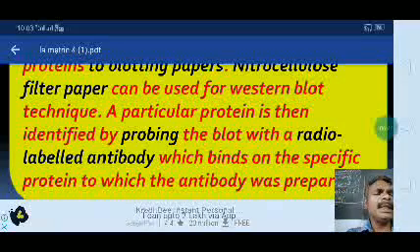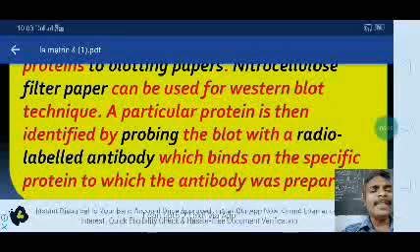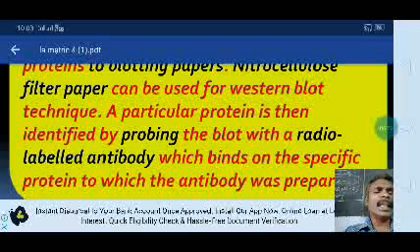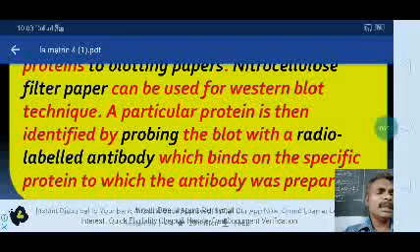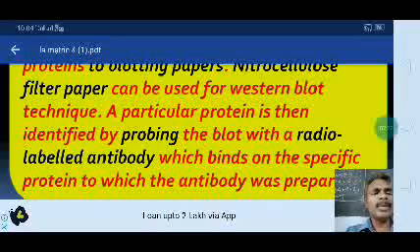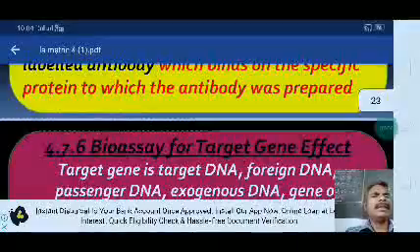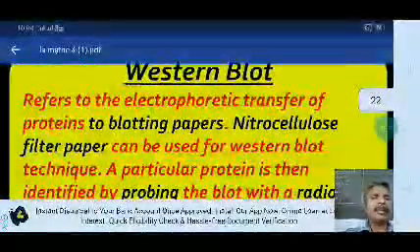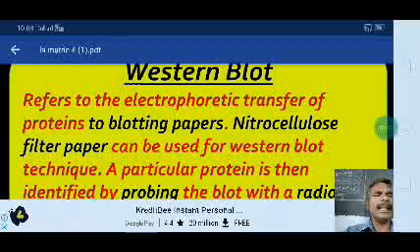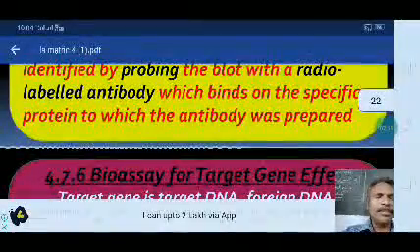A particular protein is then identified by probing that blot with a radio-labeled antibody, which binds to a specific protein, the one to which the antibody was prepared. That technique is nothing but Western blot. In Western blot, only proteins are blotted on this paper. Nitrocellulose filter paper can be used for probing the blot with a radioactive labeled antibody.